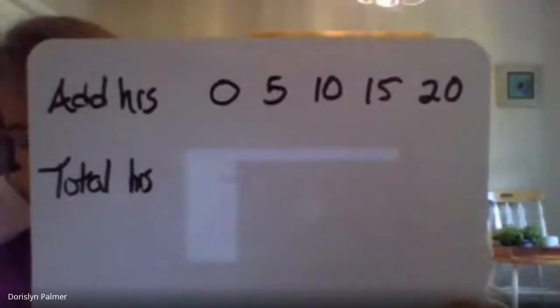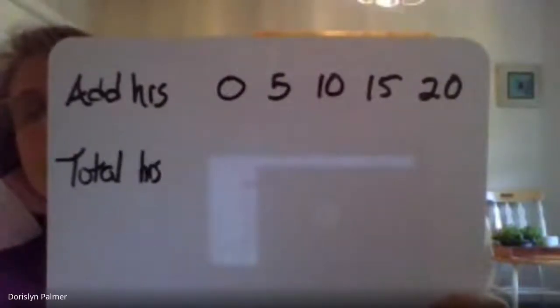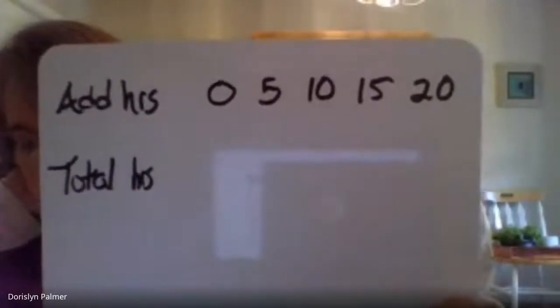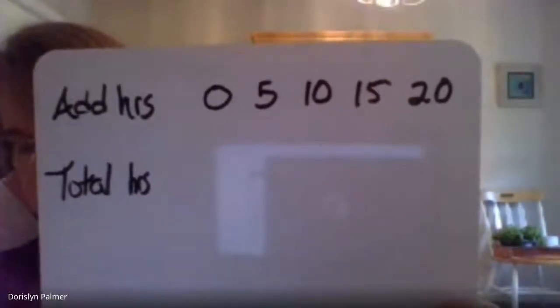We have to fill in the total hours. Okay, Nathan, when x is 0, what is y? When x is 0, y is 20. Okay, so we're going to put that in. Keep going, Nathan. What about when x is 5? When x is 5, y is 25. Good. When x is 10? 30. Good. When x is 15? 35. And when x is 20? 40. Boom, that's it. Good job.